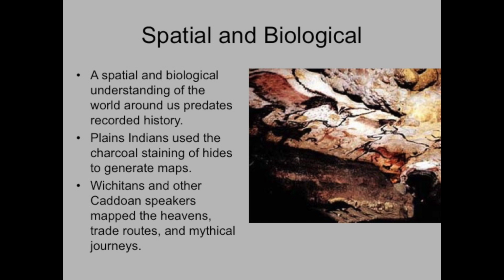Early 19th century Plains Indians, for example, utilized charcoal staining on hides to generate local maps. Wichitans, the Arikara, and other language groups produced hides that expressed and recorded celestial bodies and their movements throughout the seasons. They depicted trade routes and even mythological journeys in the afterlife. In fact, many of these depictions are not unlike the kind of GPS or GIS resources that we produce even today.